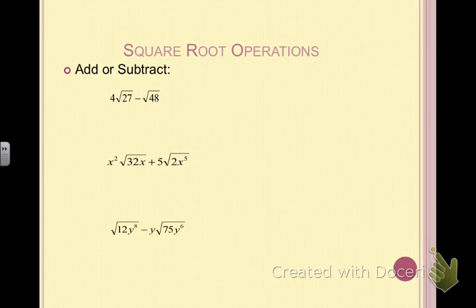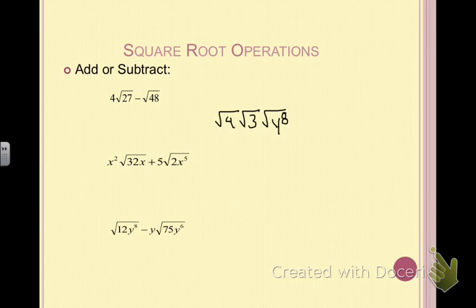The last problem is the square root of the product of 12 and y to the 8th power, minus y times the product of the square root of y times the square root of the product of 75 and y to the 6th power. The square root of the product of 12 and y to the 8th power breaks down into the square root of 4 and the square root of 3 and the square root of y to the 8th.